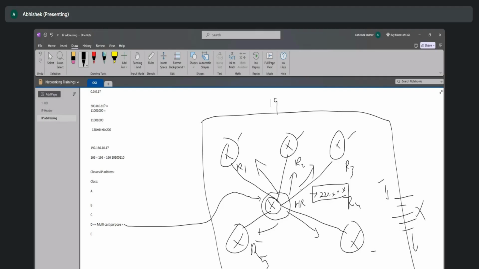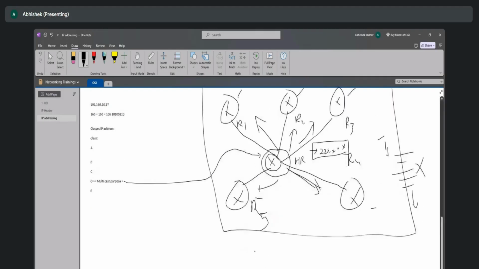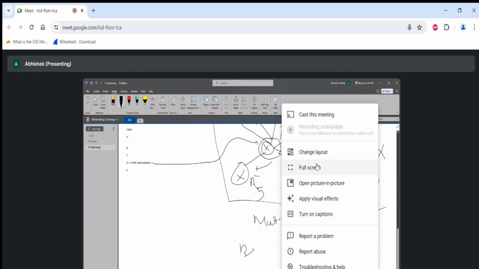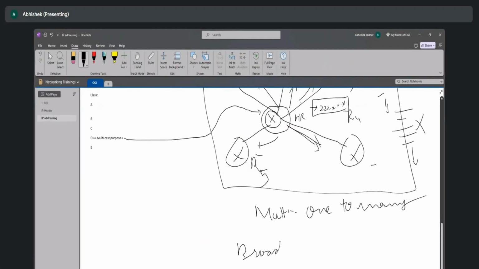right? So it multicast. So what is multicast? In simple terminology, multicast is one to many, right? One to many. And there is another terminology called broadcast. Now you might hear there are broadcasting radio channels, there are broadcasting TV channels. The TV channel is broadcasting news and all. So what does broadcast mean? Broadcast means one to all.